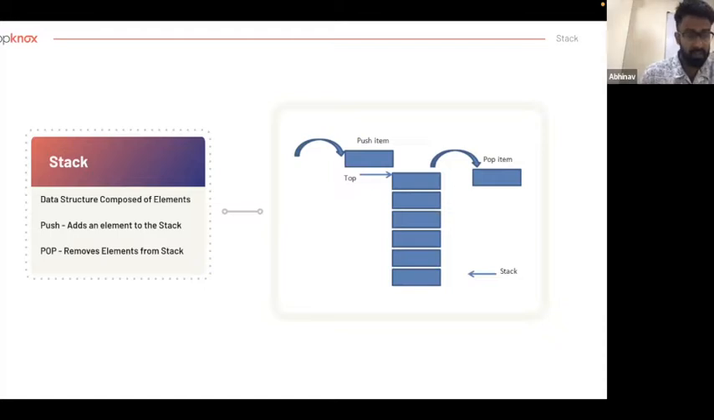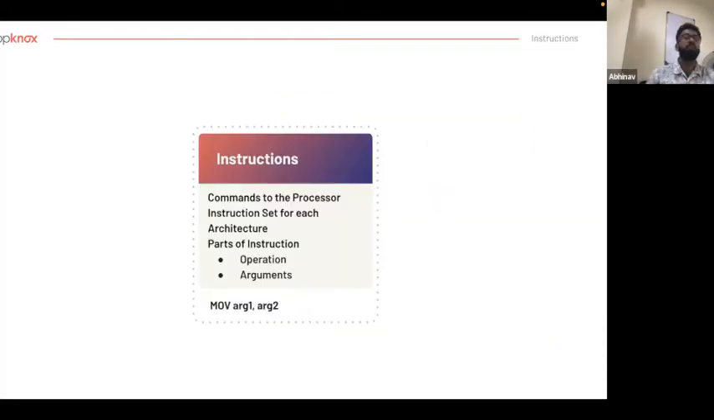Moving on, then, the final component of a binary are its instructions. So commands to the processor. The instruction set for each architecture is predefined. So if you have an ARM architecture, there is a separate set of instructions. If you have a 64-bit architecture processor, there is a separate set of instructions. So the instruction sets are predetermined. Knowing which processor you are working with is going to determine the effectiveness of your reverse engineering.